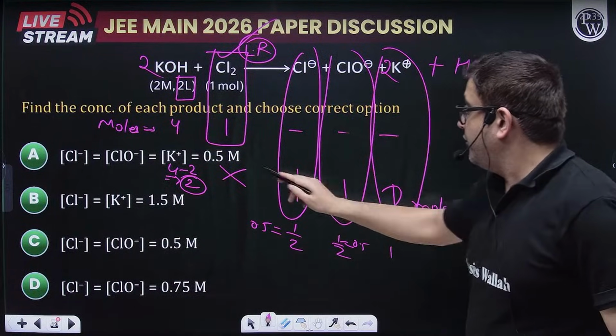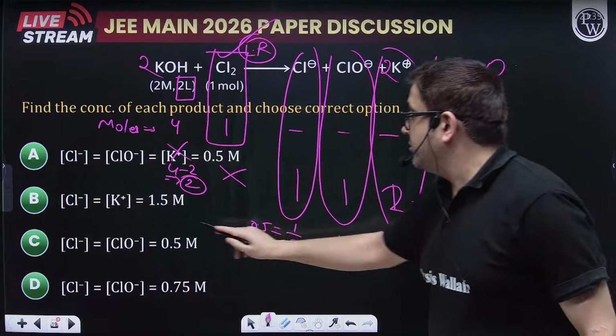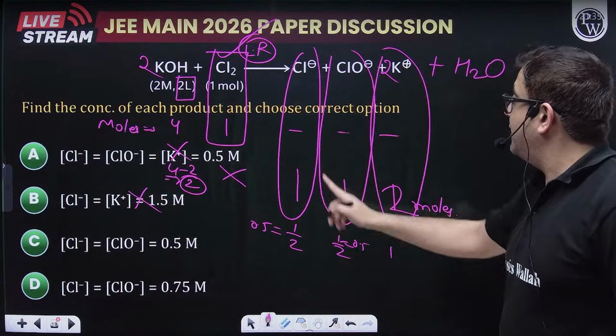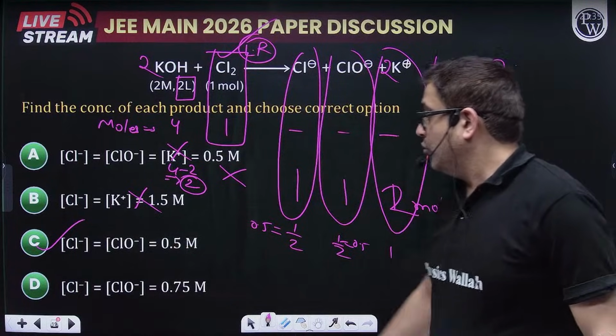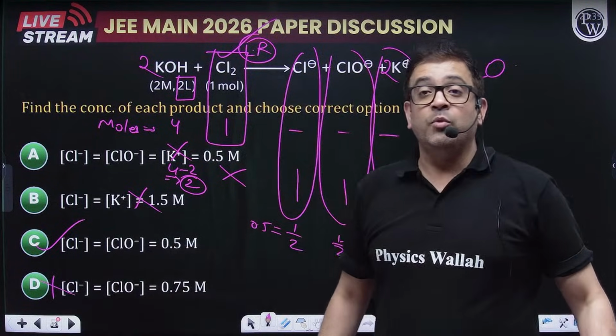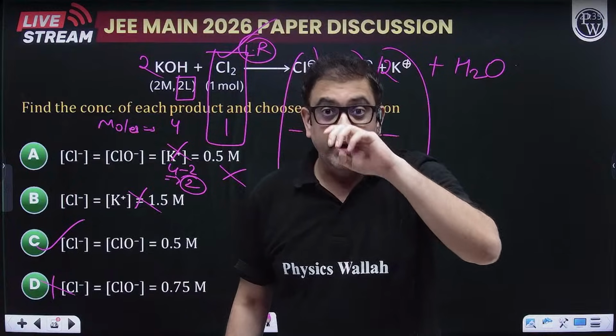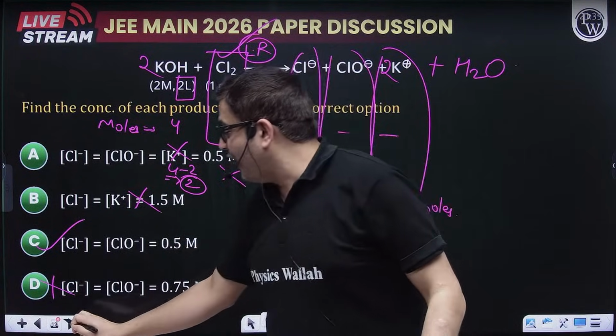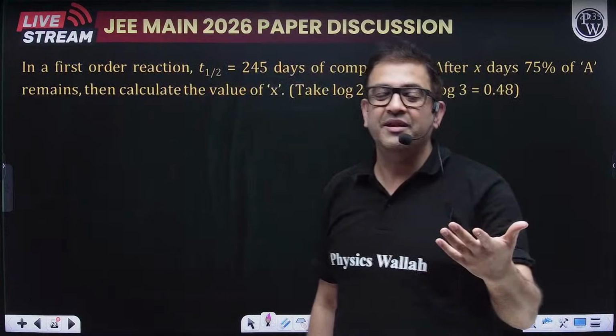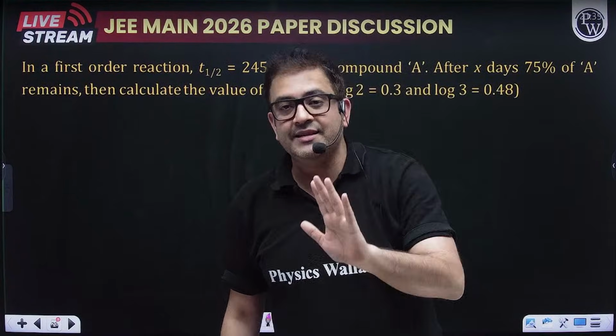Potassium is 0.5. Cancelled. Potassium is 1.5. Cancelled. Cl minus and OCl minus are 0.5. Yes. No. So obviously, this was a mole concept question. You should do it if you are attempting the question with open eyes. Moving forward, the volume funda, maybe students can miss, else it is easy.